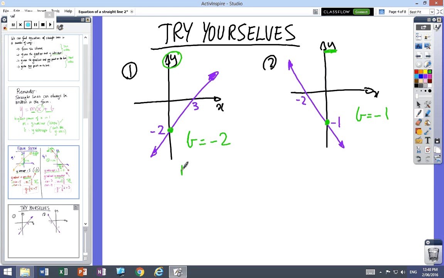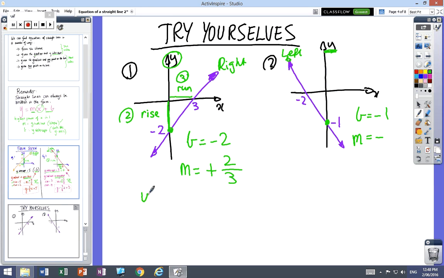Okay, so the gradient. The first is heading to the right, so the gradient is plus. The other is heading to the left, so the gradient is a minus. For the first one, that's the rise, which is 2, so we put 2 on top. That's the run, and the run is 3, so it's 2/3. And so the answer is y equals 2/3 x minus 2. And that's your final answer.